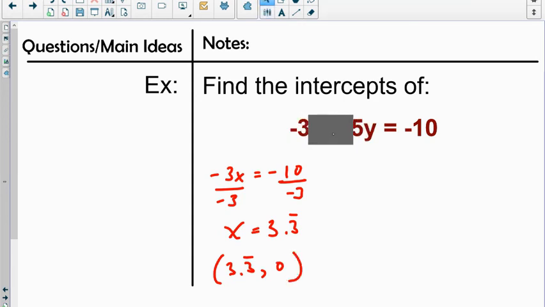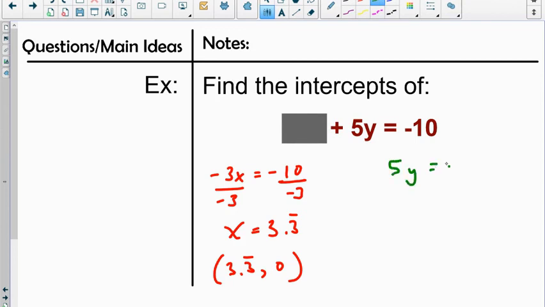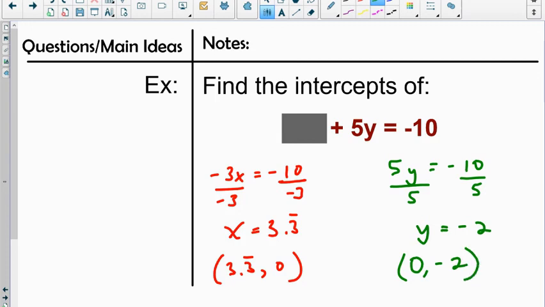I move my box over, remembering to uncover that symbol, the plus or minus symbol, because that's part of the 5y. And I solve the remaining equation. 5y equals negative 10. I divide by positive 5 on each side, and I get y equals negative 2. So we covered up the x, so that was 0, and we got a y-coordinate of negative 2 as the intercept.